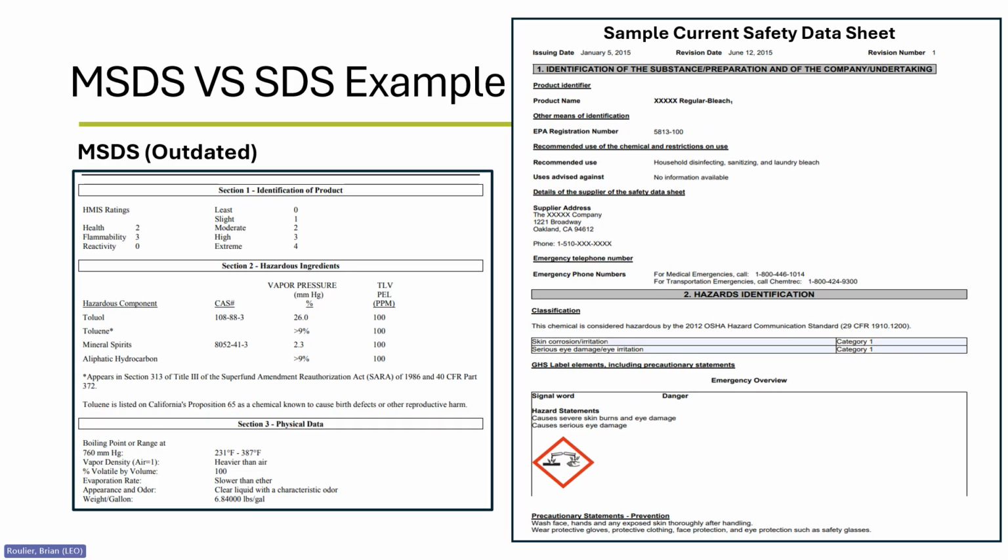Compare these two documents. On the left-hand side is an outdated material safety data sheet, and on the right is a sample current safety data sheet. The MSDS uses the HMIS classification system, which is no longer accepted by the Hazard Communication Standard, and there is no information for the supplier or responsible party.